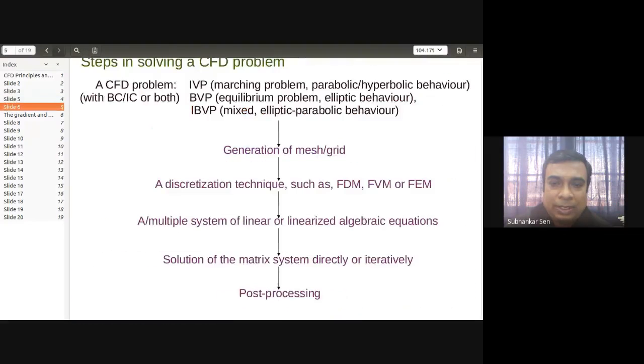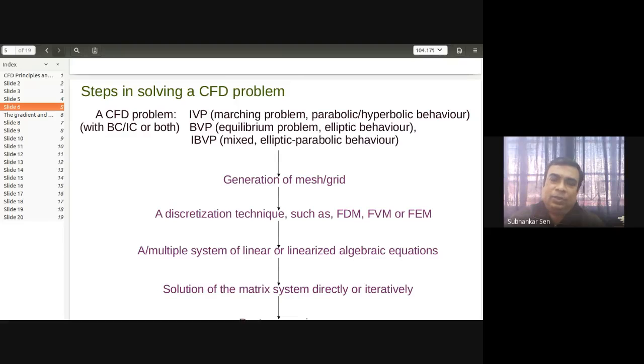So let us come back to the steps of the CFD problem. First, we identify the problem, of which kind of problem this is. Is this a marching problem, or is it an equilibrium problem? Whatever it is, we need the boundary conditions, initial conditions, or both, depending on the nature. Then we generate the grid. So when we discretize, we have to discretize the governing equation, the boundary condition, the initial condition, and we have to discretize the computational domain. Discretize means this continuous nature, we have to convert it to discontinuous nature. So we have to introduce discontinuity.